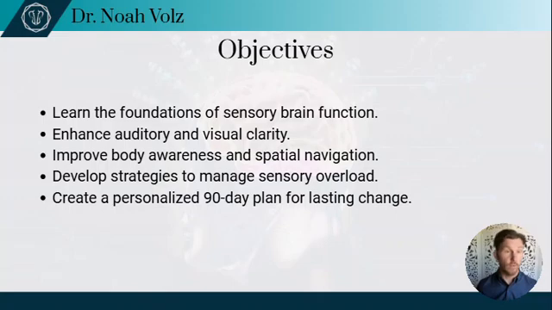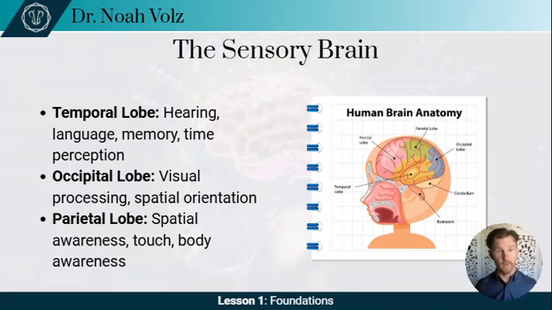So the objectives of this course are to learn the foundations of the sensory brain functions to help with your auditory, or your hearing, and your visual clarity, to improve those senses. We're going to talk about body awareness and spatial navigation, or proprioception. And we're going to develop some strategies to help with sensory overload when your sensory system is working overtime. And then we'll give you some suggestions on how to create a personalized plan for yourself to create some lasting change. So let's jump in.